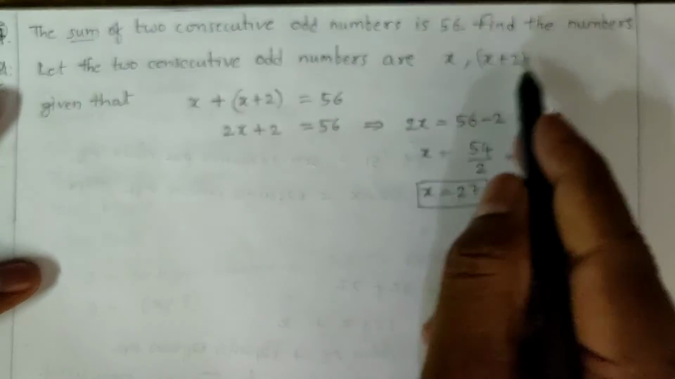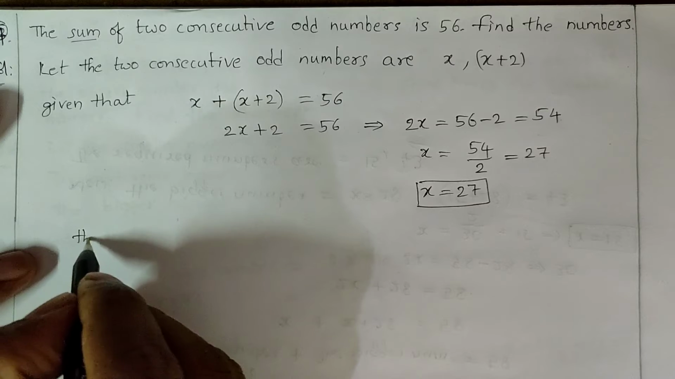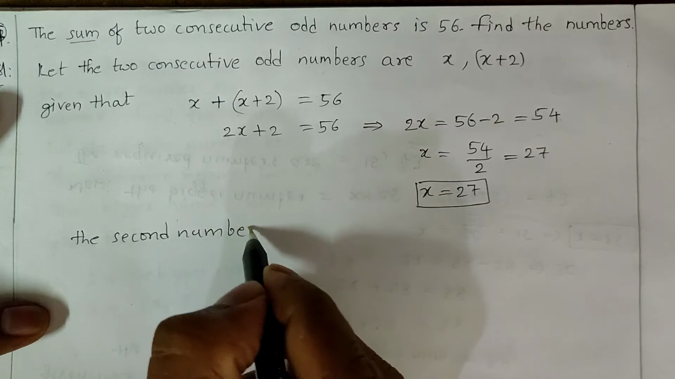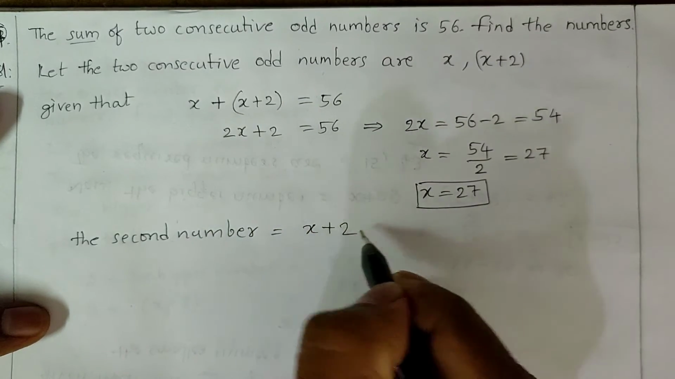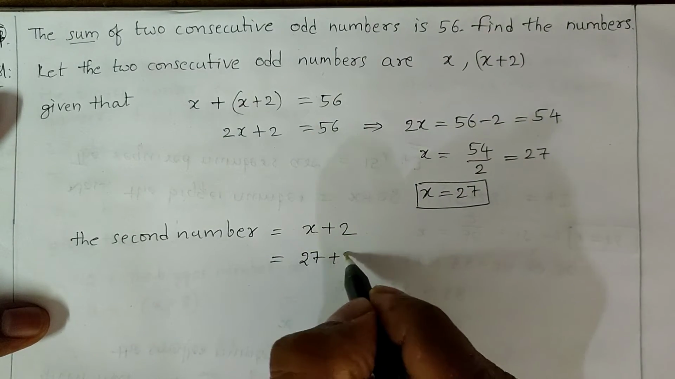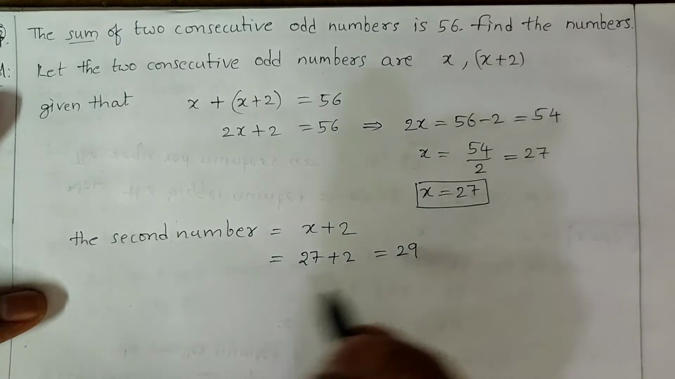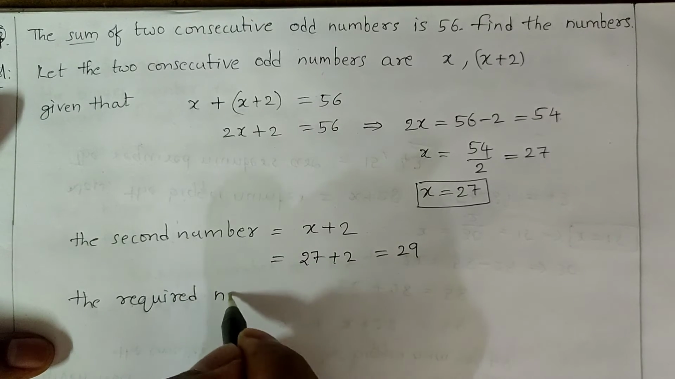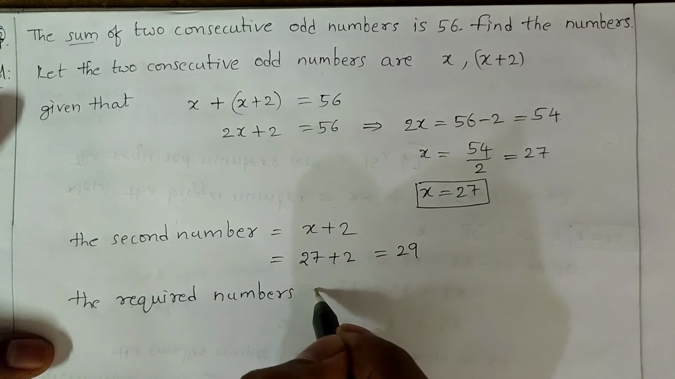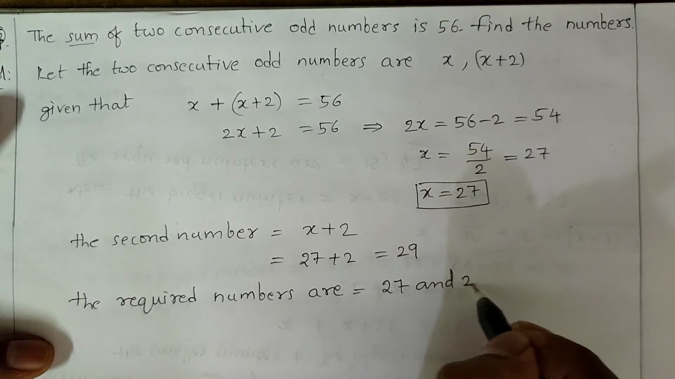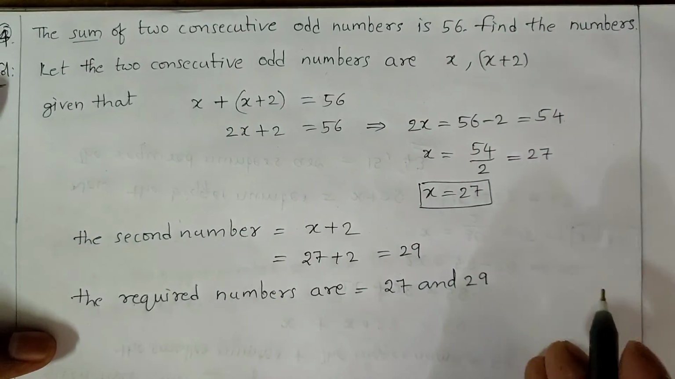What is x here? The first number. So now let us write the second number. The second number equals x plus 2. We know that x plus 2 is the second number and x is 27, right? So write 27 plus 2, 29. So the required numbers are 27, 29. So 27 and 29 are the required numbers. That's it. Let's move on to the fifth problem.